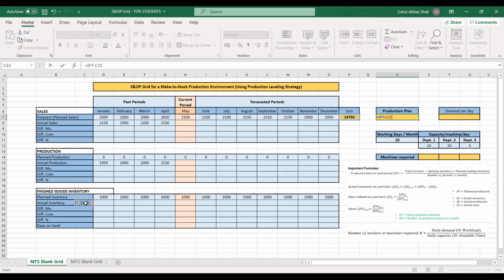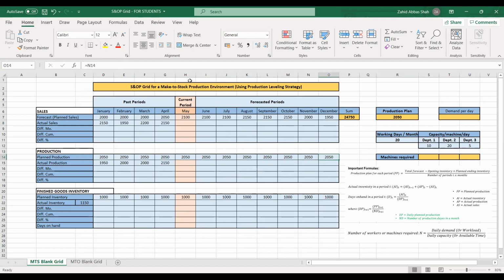minus inventory that we are having at the start of the planning horizon, plus the inventory that we plan to have at the end of the planning horizon. So just remember that in the production planning logic, whenever we are talking about the ending inventory, that is, of course, the inventory at the end of that month. So here 1,000 means that is 1,000 that we should have at the end of December. So total forecast minus opening inventory plus planned ending inventory divided by number of periods, which is 12, is equal to 2,050. So we are planning to produce 2,050 every month.